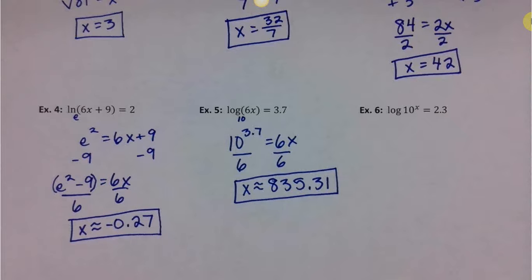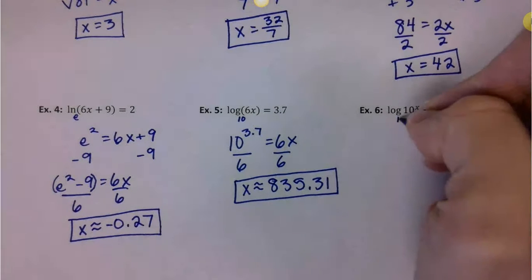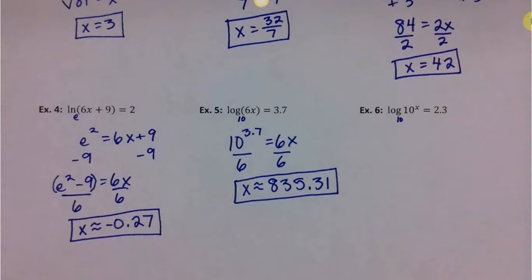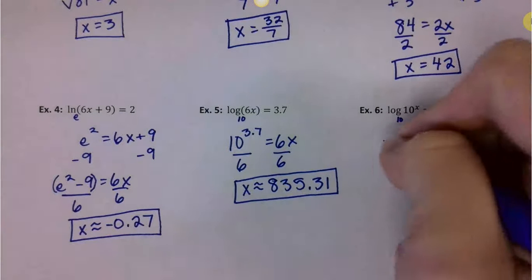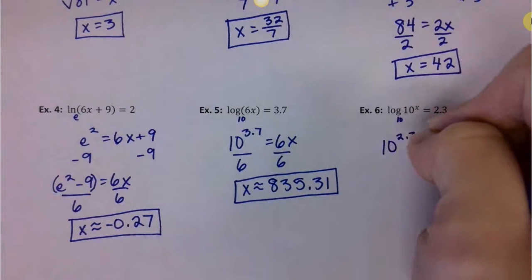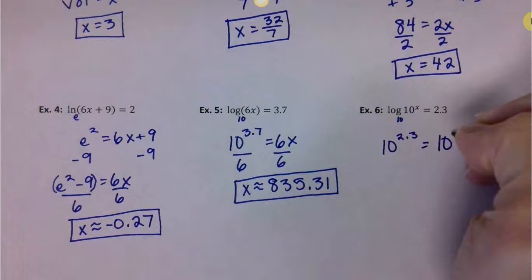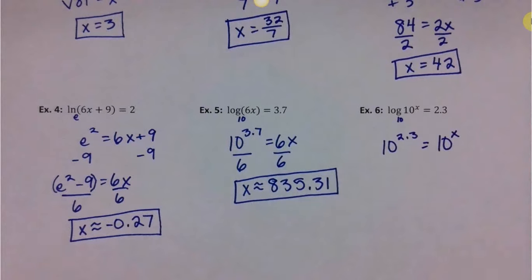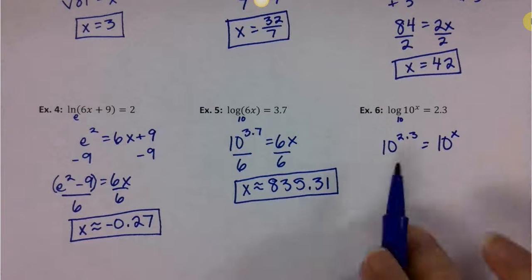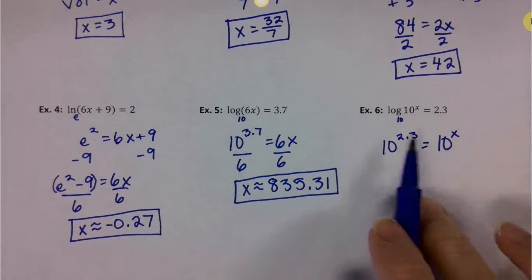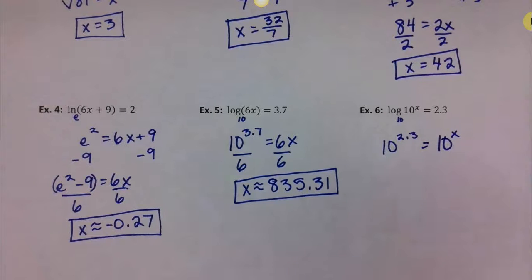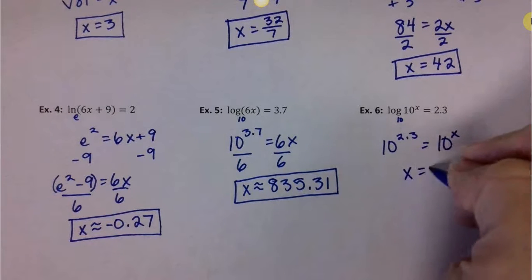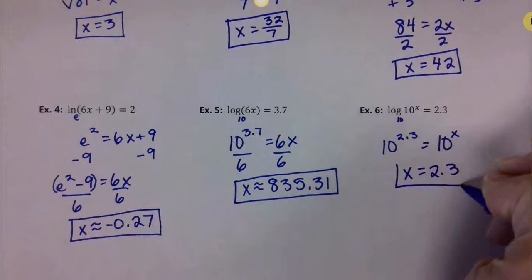Log of 10 to the x equals 2.3. This one is again understood to be base 10. So rewriting as an exponential, we have 10 to the 2.3 is equal to 10 to the x. And now since we have the same base, that means that our exponents are also the same. So x is equal to 2.3.